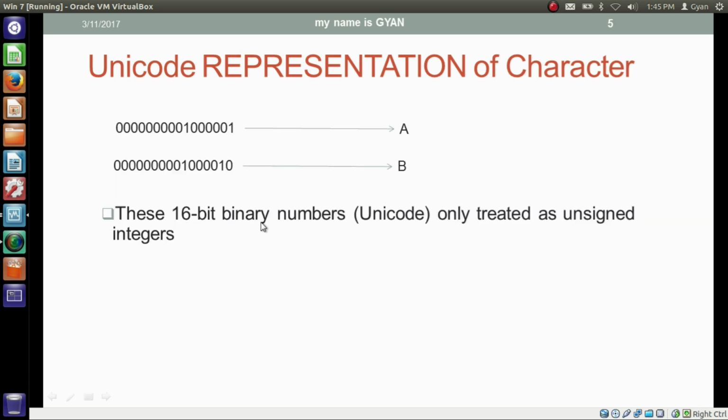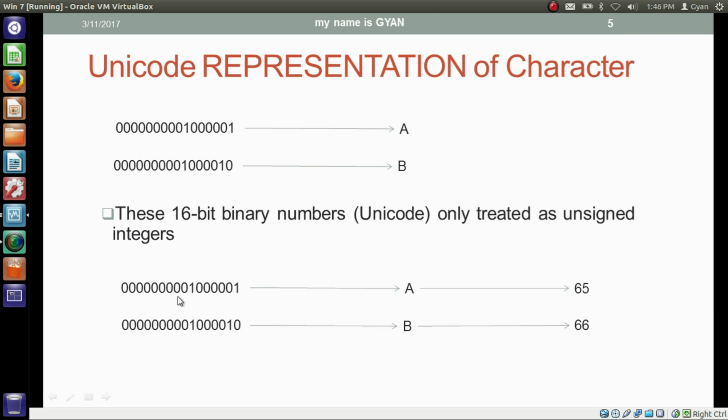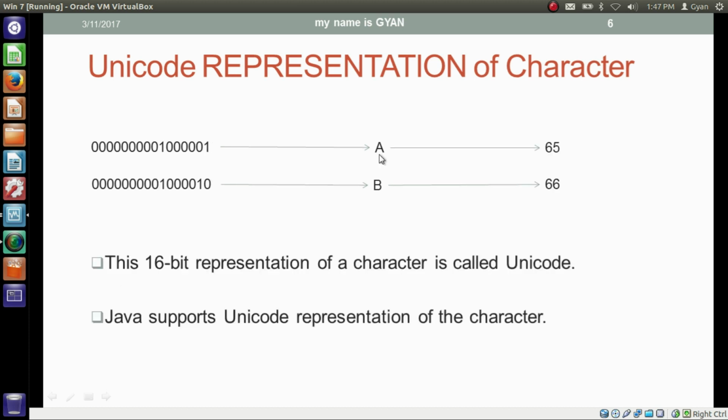These 16-bit binary numbers called Unicode are treated as unsigned integers. If we treat this 16-bit binary as an unsigned integer, then we will get 65. And if we treat this 16-bit binary as an unsigned integer, we will get 66. So these 65 and 66 are Unicodes for A and B respectively. So if we have to store A, we have to store this binary whose unsigned decimal is 65. And if we have to store B, we have to store this binary whose unsigned decimal is 66. Java supports Unicode representation of the character.